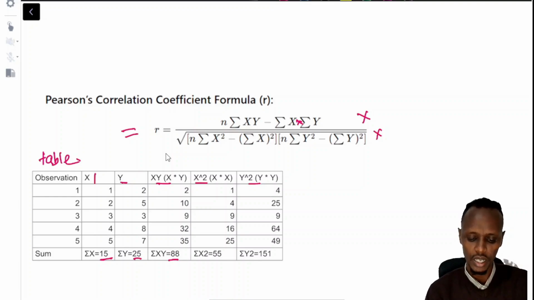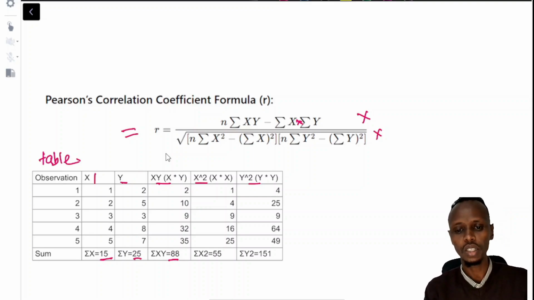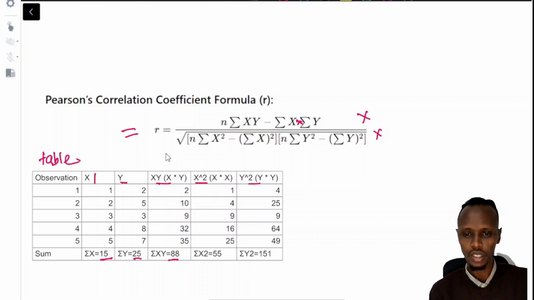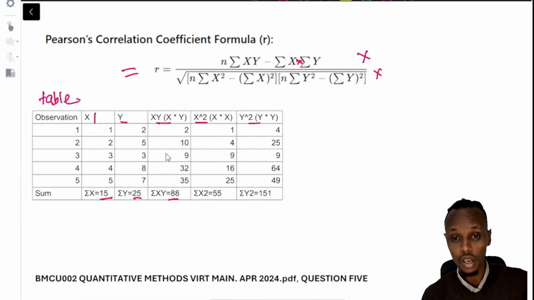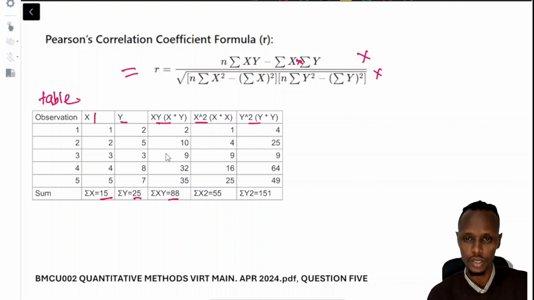X squared, again: 1 squared, 2 squared, 3 squared, 4 squared, 5 squared. You get the summation. Once you get the summation, you do the same for y. So now let us work on our question. How do we solve this?